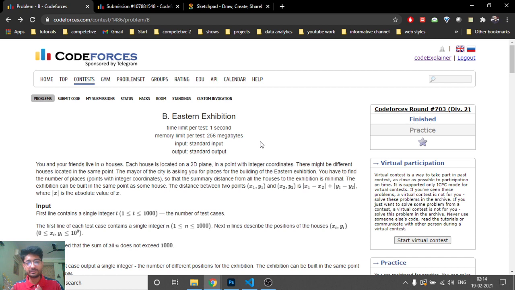It states that you are given a 2D plane and that plane has n houses at integer coordinates. Now you have to find out the number of positions where you can hold an exhibition on that 2D grid, such that the summation of the distance from that exhibition point to all the houses is as minimum as possible. And you have to find out the number of spots at which you can hold the exhibition, or I can also make it simpler.